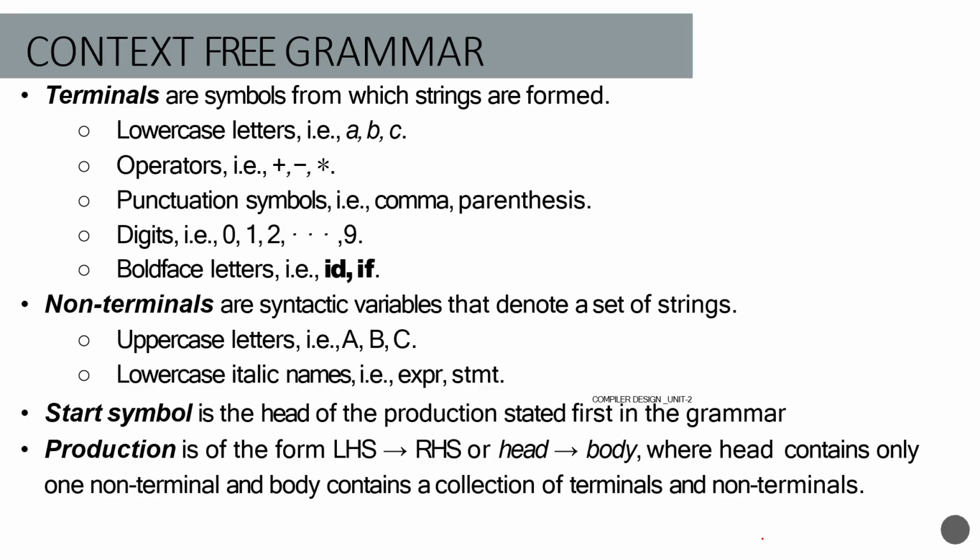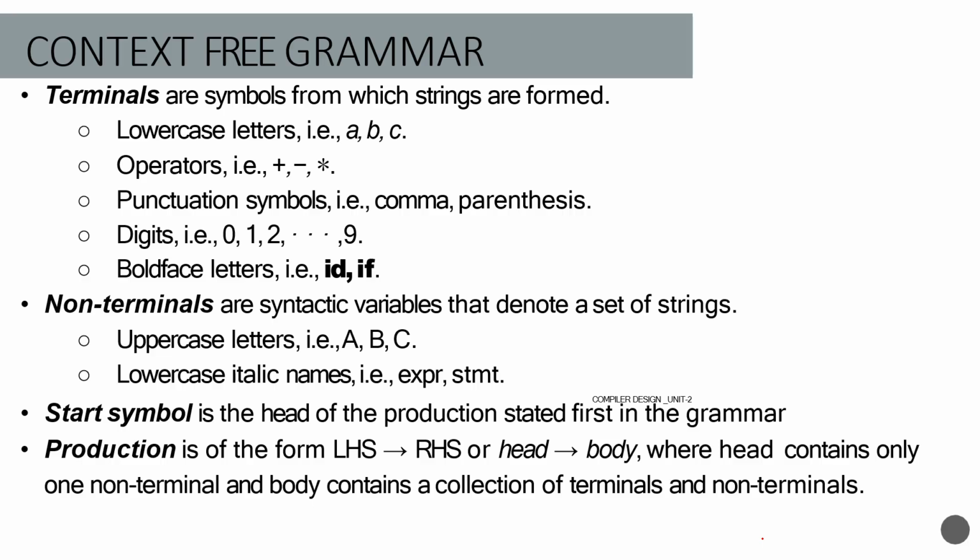So what are the terminals? Terminals are symbols from which the strings are formed. Examples for the terminals are lowercase letters, all the lowercase alphabets A, B, C up to Z, then operators, whether arithmetic operators like plus, minus, star, or relational operators like less than or equal, greater than or equal. All are operators, all are terminals. Punctuation symbols, that is comma and parenthesis. Digits, which denote 0 to 9. And keywords like boldface letters, ID, identifier, and if is a keyword.